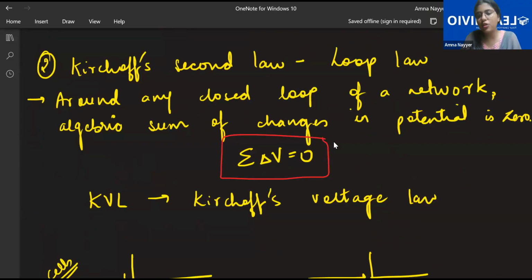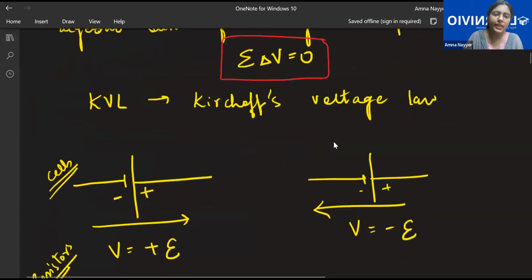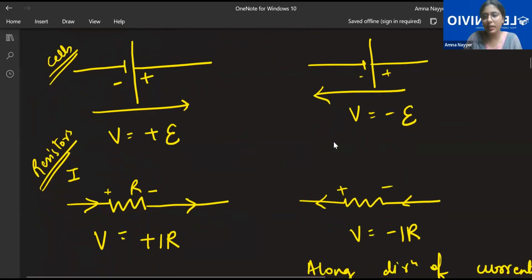This is KVL, Kirchhoff's voltage law. All right, so see how we follow Kirchhoff's voltage law. There will be a loop chosen. So when the loop is chosen, we are going to set a direction in which we will be moving across the loop.